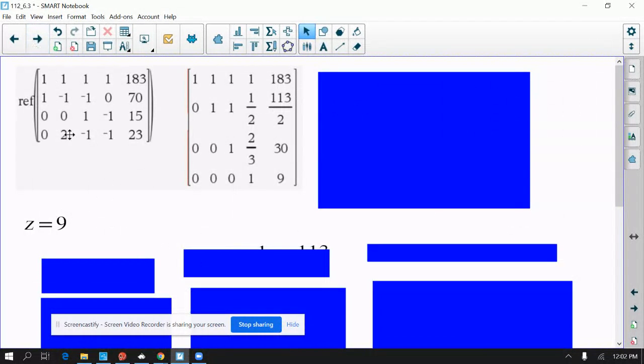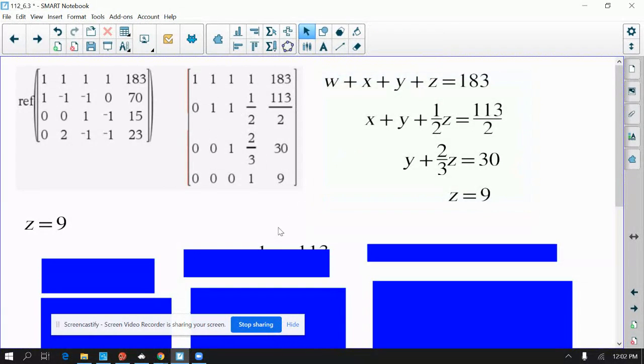But we're going to do it with just REF. So REF gives you the ones down the diagonal and it gives you the zeros underneath. And we're not going to go through the row operations. We're just going to use our calculator. Our calculator, REF of this matrix gives us this. And now I can convert this to a system. W plus X plus Y plus Z is 183. X plus Y plus half of a Z equals this. Y plus 2/3 of a Z equals 30.